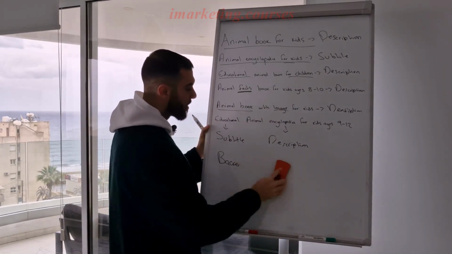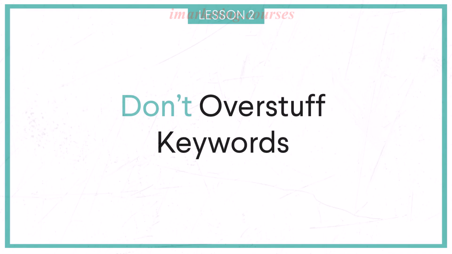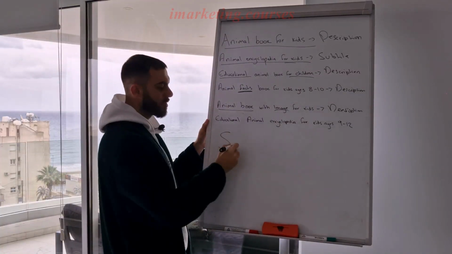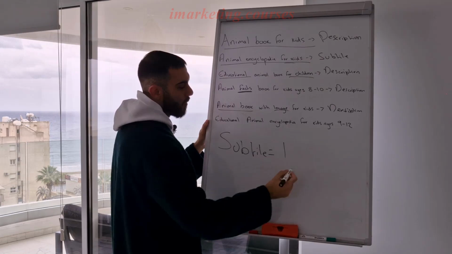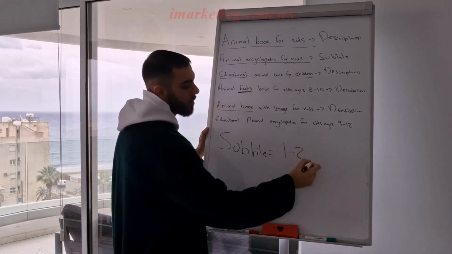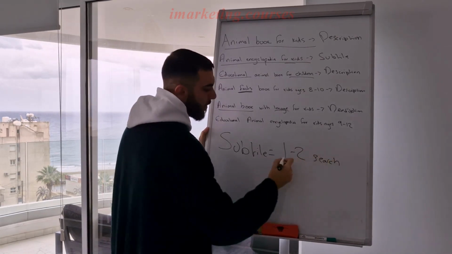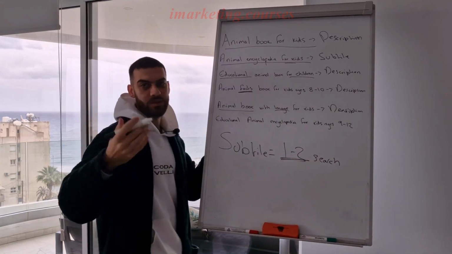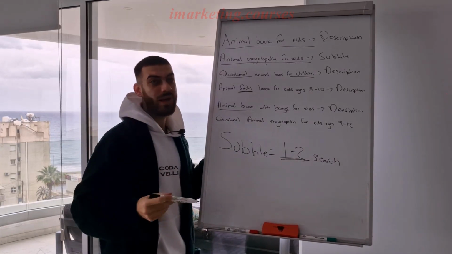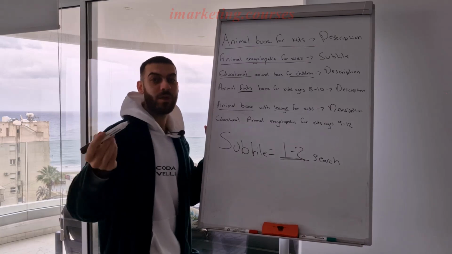Now, it's very important that you don't overstuff your listing with keywords, which is why when it comes to the subtitle, I like to have around 1 search term. If you go 2 search terms, that's okay. But I would definitely not go more than 2 because then there's just way too many keywords in your subtitle. It doesn't even seem like a real subtitle. People can tell that you're keyword stuffing.